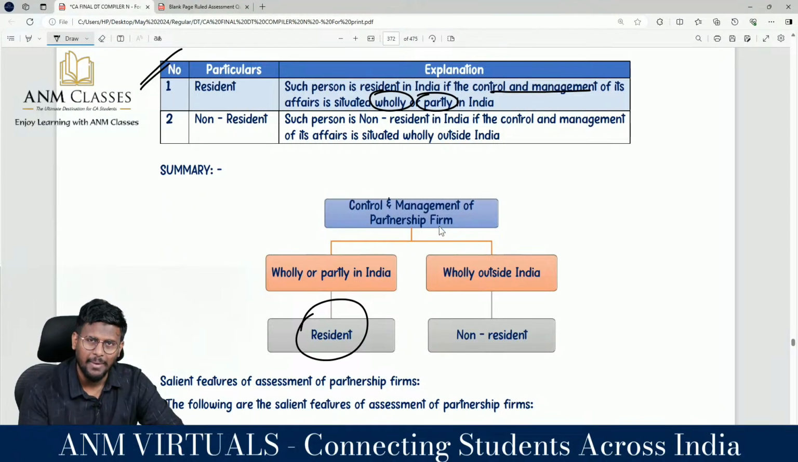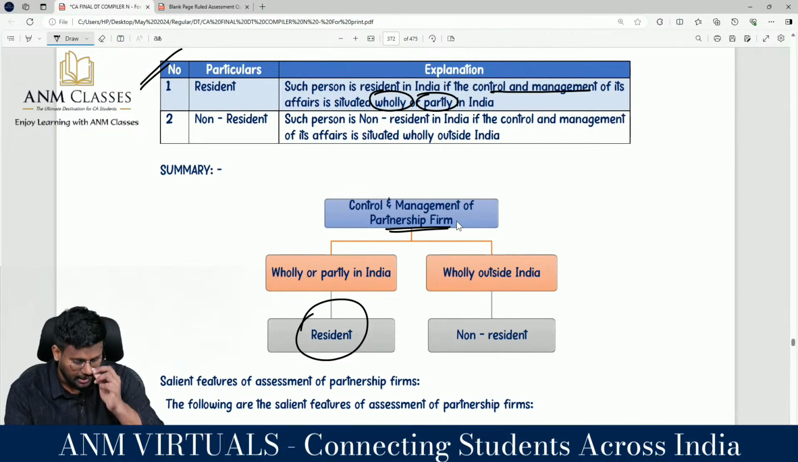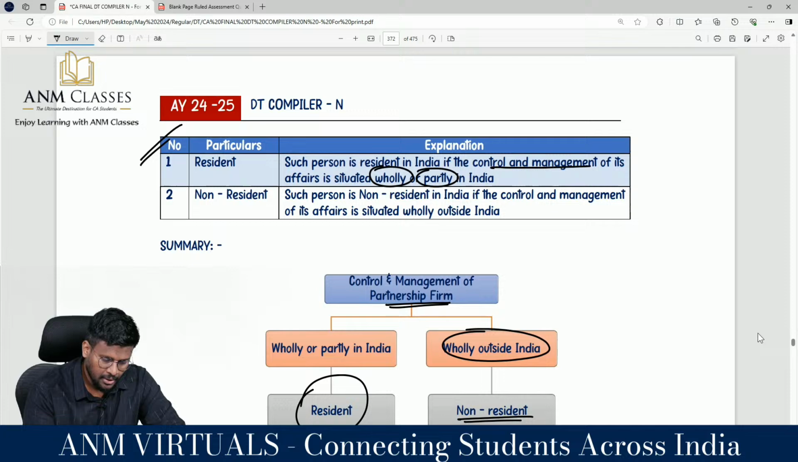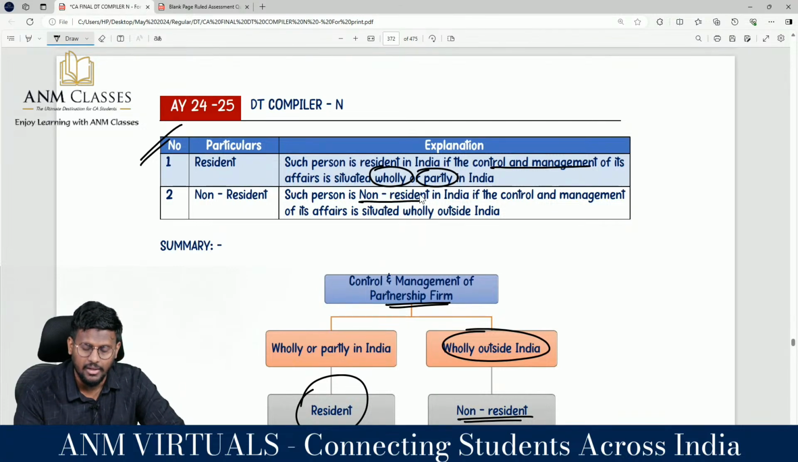So control and management of the partnership firm is the key. Is it wholly or partly in India? If it is wholly or partly in India, then they are resident. If it is wholly outside India, then they are non-resident. So such a person is non-resident in India if the control and management of its affairs is situated wholly outside India.